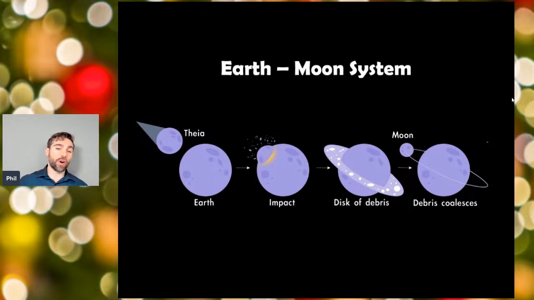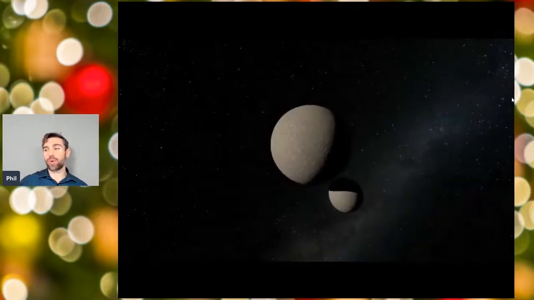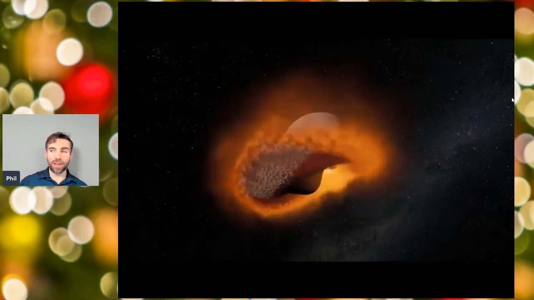And then we end up with the Earth-Moon. And there's a variety of different reasons why we believe that's the case. But the giant impact scenario is one mechanism that can put a moon in orbit around a planet. And I suppose you want a bit of an illustration, really, for what that might look like.